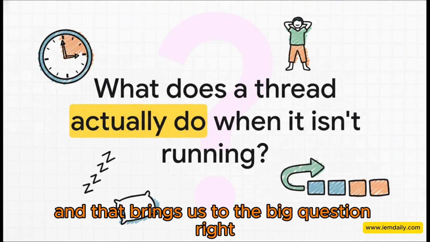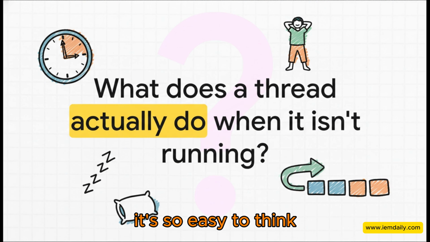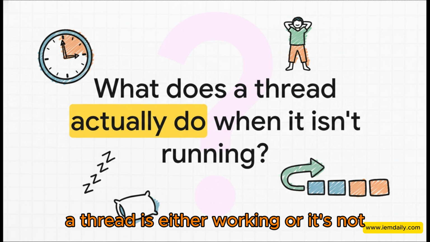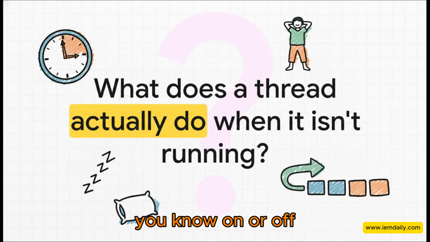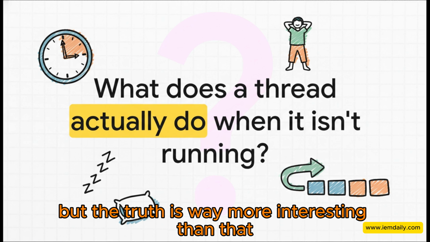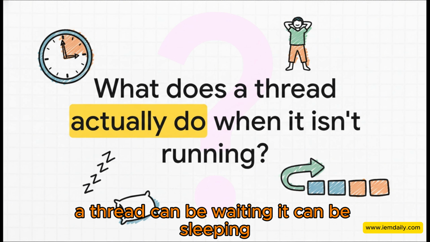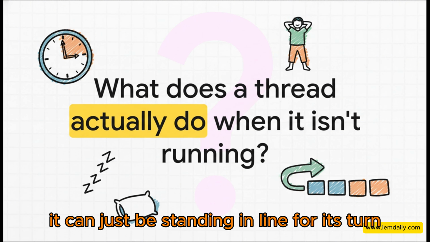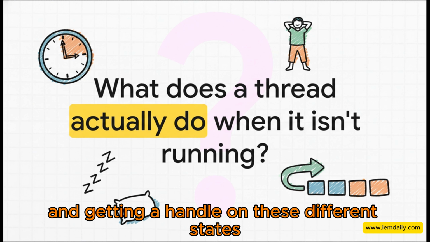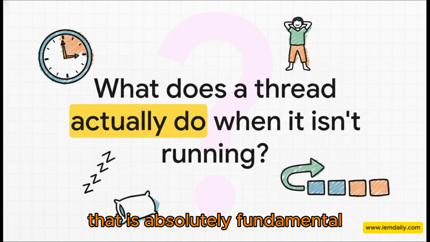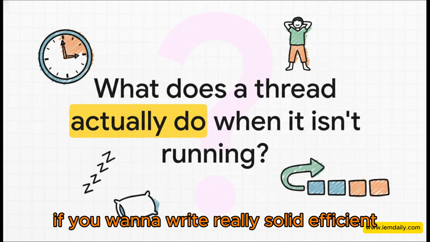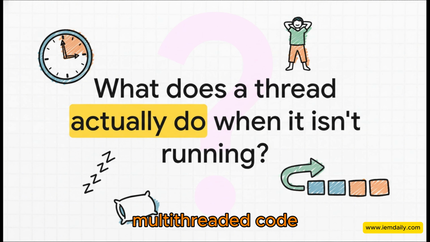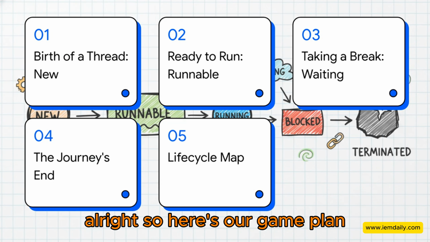And that brings us to the big question, right? It's so easy to think a thread is either working or it's not, on or off. But the truth is way more interesting than that. A thread can be waiting, it can be sleeping, it can just be standing in line for its turn. And getting a handle on these different states, that is absolutely fundamental if you want to write really solid, efficient, multi-threaded code.